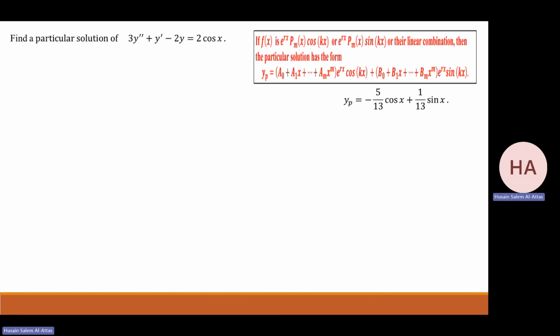Okay, now if the right-hand side has cosine or sine, I need both cosine and sine, because when you do the derivative, you have either sine or cosine. If you have cosine, first derivative gives me minus sine, second derivative gives me minus cosine. So I need sine and cosine. Okay, let me do the same thing. First, solve the homogeneous.